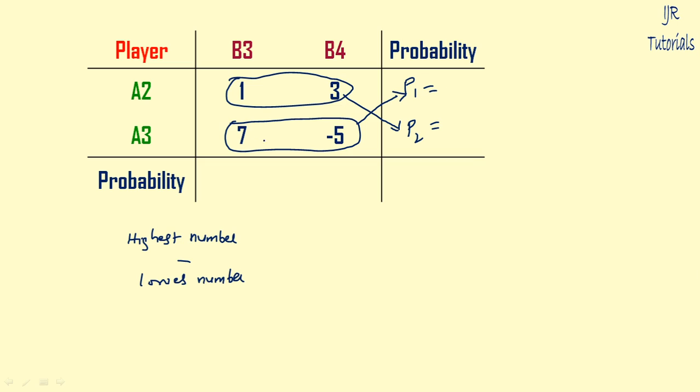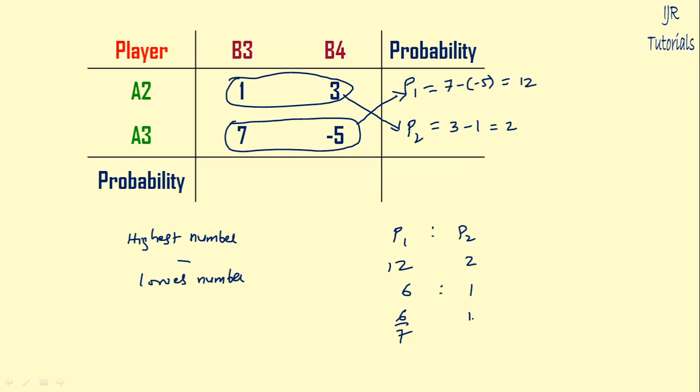So for P1, there are two values, 7 and -5. 7 is the highest number. 7 minus of -5 is equal to 12. And for P2, 3 is the highest number. 3 minus 1 is equal to 2. That means the P1 to P2 ratio is 12 to 2. If you simplify this, it is 6 and 1, that means 6 by 7 and 1 by 7. So P1 is equal to 6 by 7 and P2 is equal to 1 by 7. This is the way to calculate the probabilities of A2 and A3.